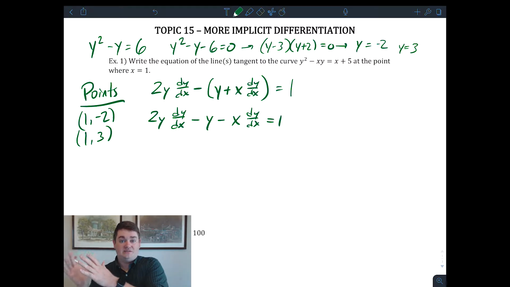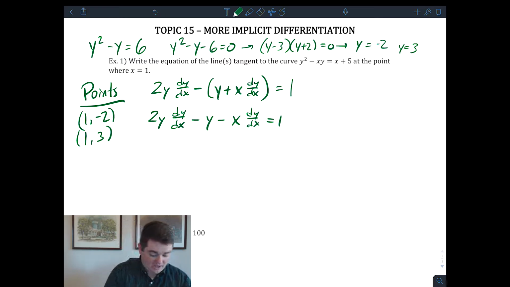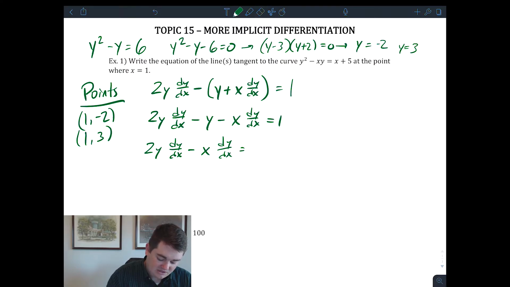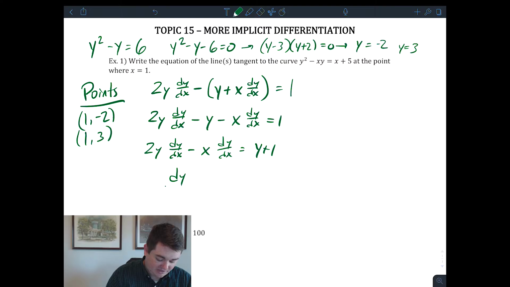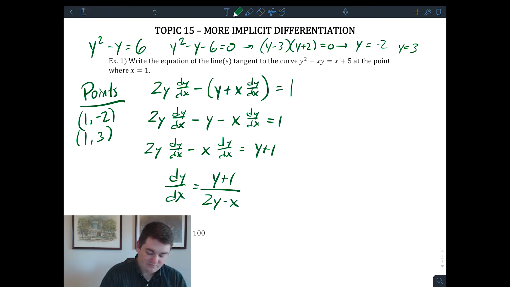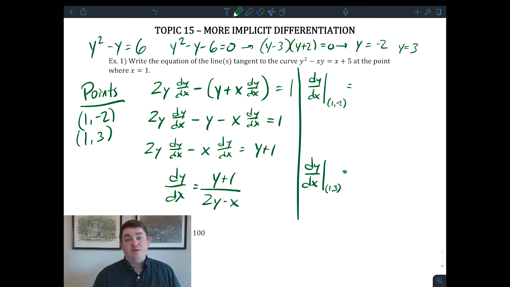Keep all my dy/dx's on the same side, send everything else away, giving me 2y dy/dx minus x dy/dx equals y plus 1. And now I know my next two steps are factor out dy/dx and then take everything else and divide it away. So I can already see that my answer, dy/dx, is going to be y plus 1 divided by 2y minus x. So now that I have my derivative, I can plug in my points.